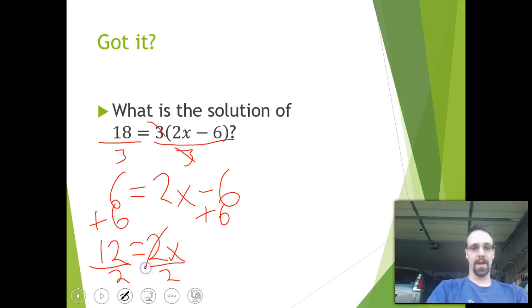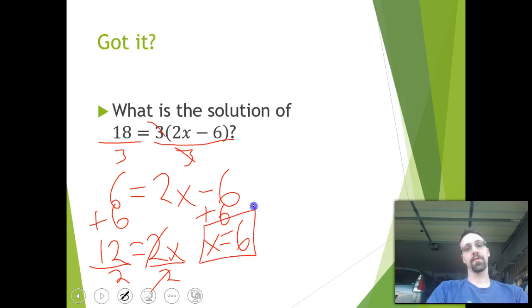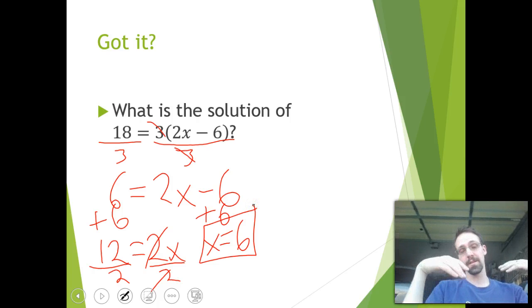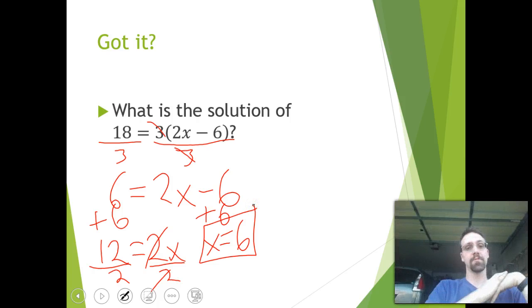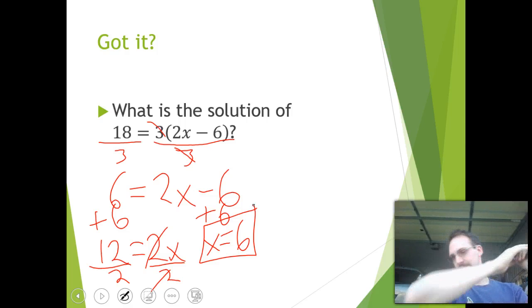And then I'm left with x equals 6. And that's what you should have got when you did the answer on your own. That's why I actually didn't go over it. I wanted you guys to go over it. You should have got 6. We should have agreed. All right.